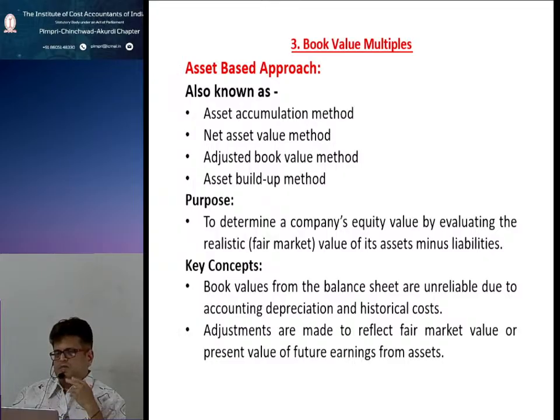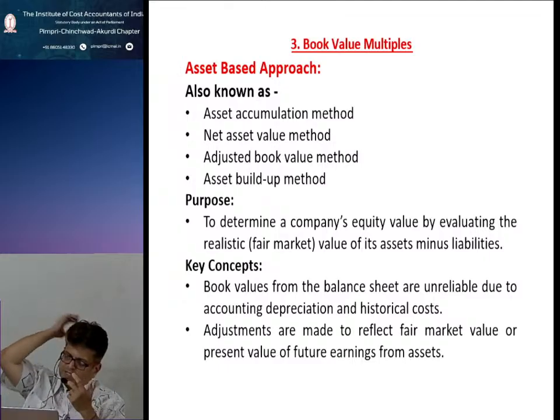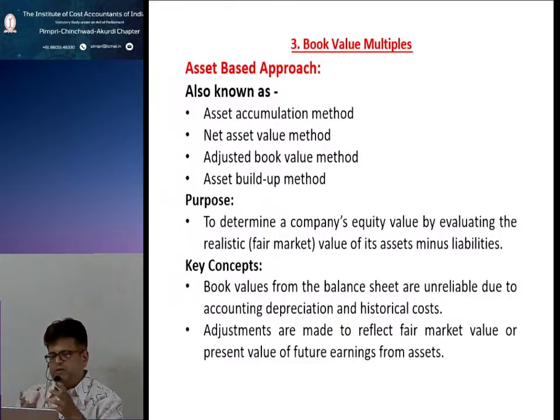So in this session we saw the book value multiple. Now this book value multiple is derived by following an asset based approach, also known as the asset accumulation method. Then we saw it's also called the net asset value method, NAV method, adjusted book value method, or asset build up method. The purpose of this asset based approach is to determine a company's equity value by evaluating the realistic fair market value of its assets after reducing the liabilities. So that's what equity value is.